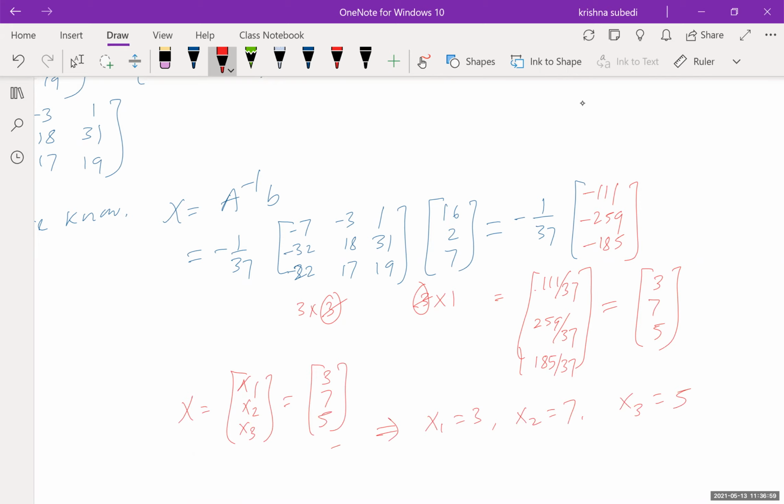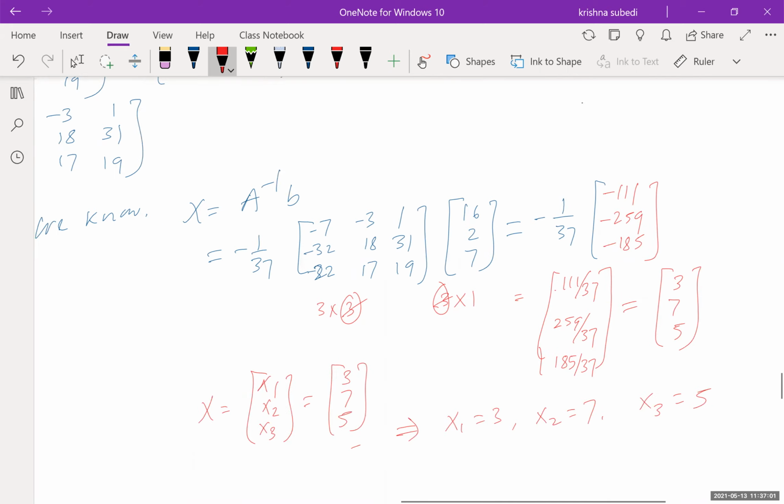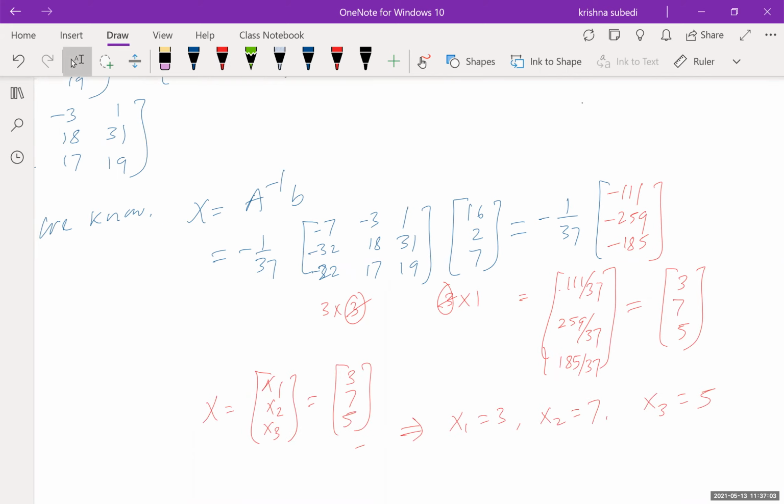Any questions? So we learned so many methods to solve the system of equations, right?